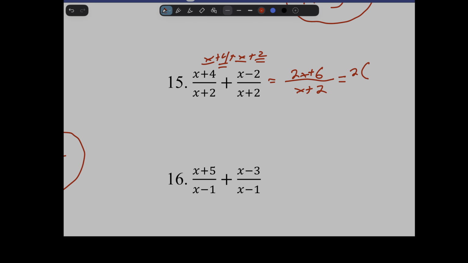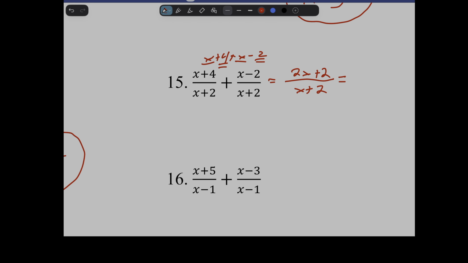I did something wrong, didn't I? Yeah, I wasn't paying attention. I apologize, guys. I hate making mistakes like this, but I don't erase it or delete it because I want you guys to see the mistake so you don't make them. That's plus x minus 2, right? Okay, so when I do this, I'm going to get a 2x, and the 4 minus 2 is going to be a positive 2.